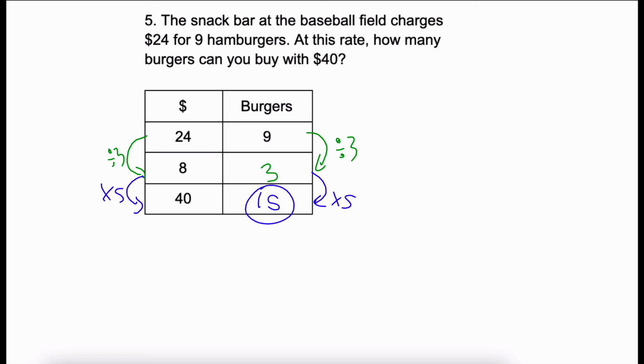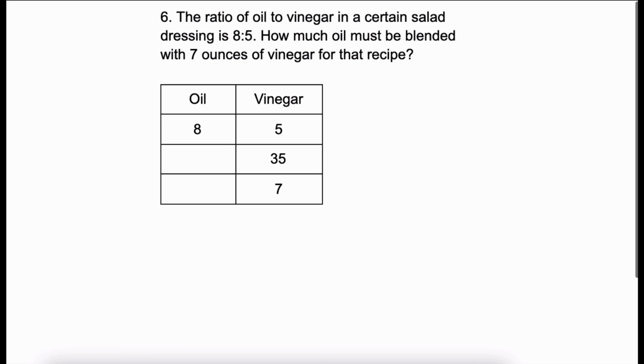All right, and then for the last question here, the ratio of oil to vinegar is 8:5. How much oil must be blended with 7 ounces of vinegar? So I was thinking it's a little tricky to get directly from 5 to 7. So instead, I created a little stopover just to guide you a little bit. So I'm taking 5 up to 35 times 7, and then dividing to get to 7, 35 divided by 5. And now that I see the pathway to get there, 8 times 7 is 56. And then the last step is just to do the same division that you did on the right side of the table to the other part of the ratio.